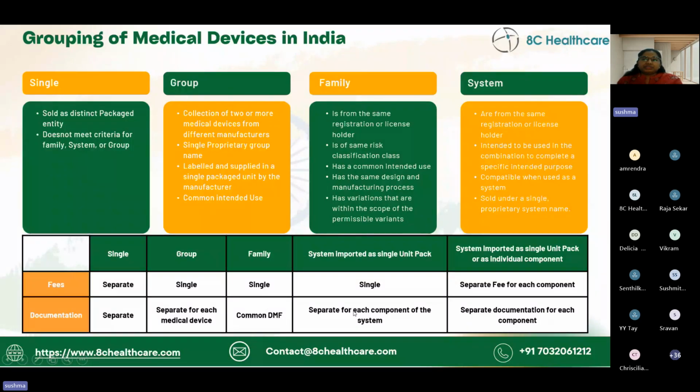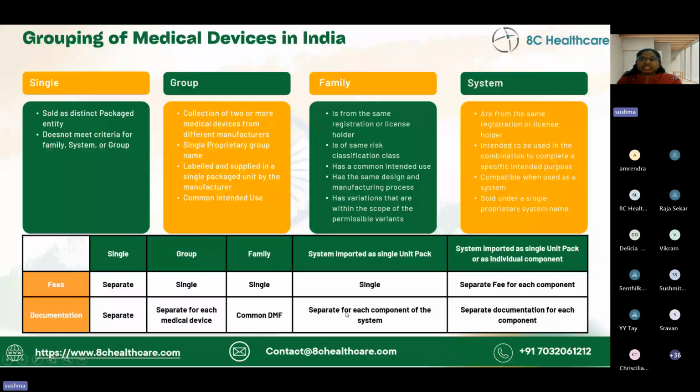When coming to the category of system, here we have again two categories on how they are packed and shipped into India. So if the product is a system and imported as a single unit pack, we can pay a single fee for the whole system, which includes two or more devices, but you'll have to prepare the documentation individually for each of the components in the system.